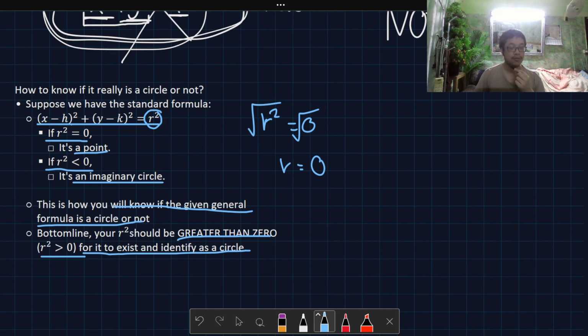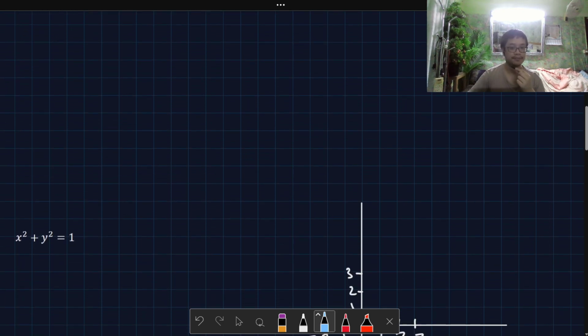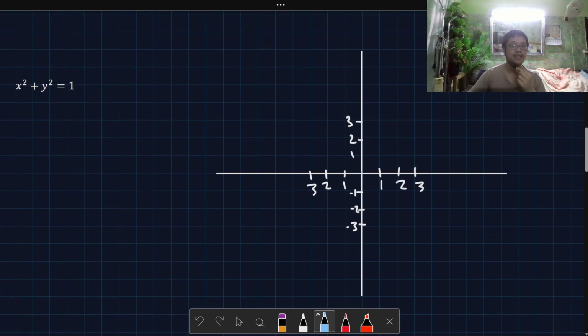Okay, so let's now proceed to the next part, which is graphing. Let's graph. So here, let's just say we have a given standard form, which is x squared plus y squared is equal to 1. And let's graph it. First, you must take a look at your r squared. And remember, what's r squared? It's the number on the right side. So your r squared is equal to 1. Now you see it's greater than 0.